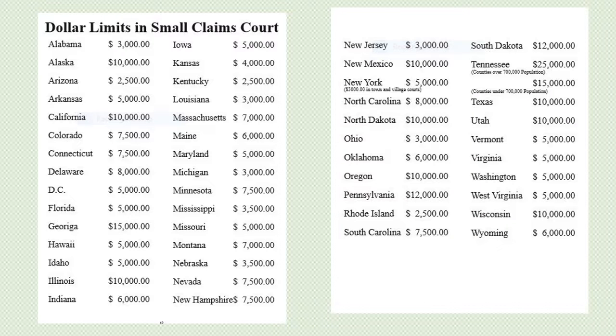Now here's the dollar limit in small claims across the United States. Alabama, we're $3,000. Then we come down, California's $10,000. Georgia, $15,000. Nevada, $7,500. Oregon, $10,000. And the most of the states, Tennessee. Counties over $700,000, $25,000 limit. Unbelievable. Under $700,000, $15,000. So as you can see, all the 50 states have a dollar limit in your small claims court.